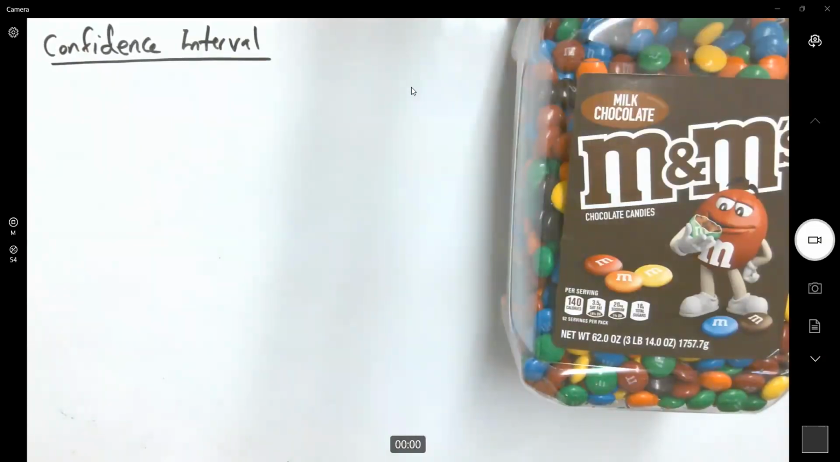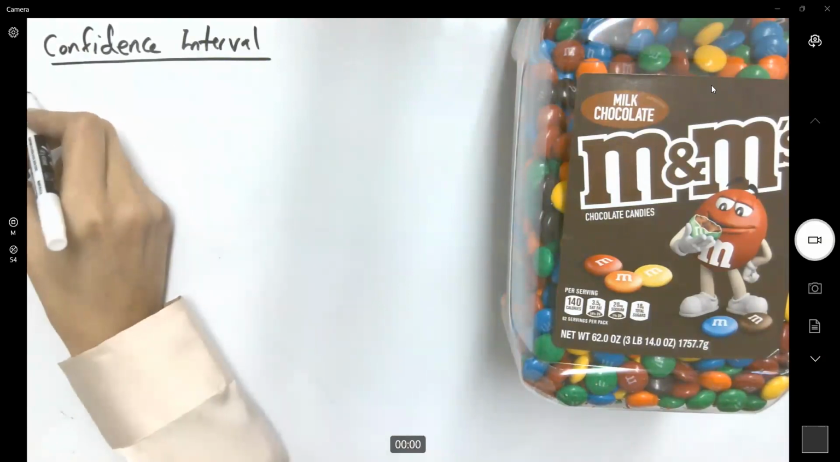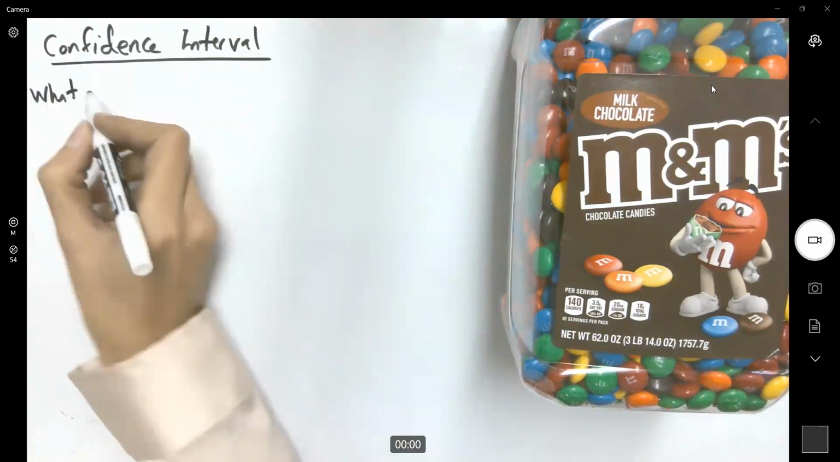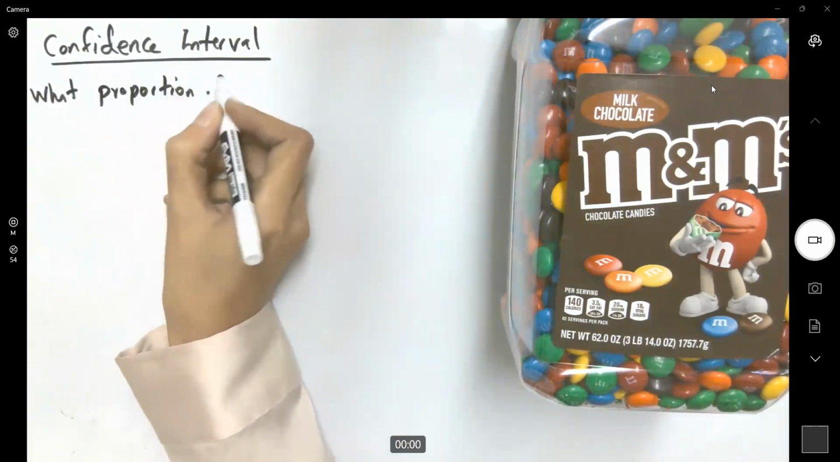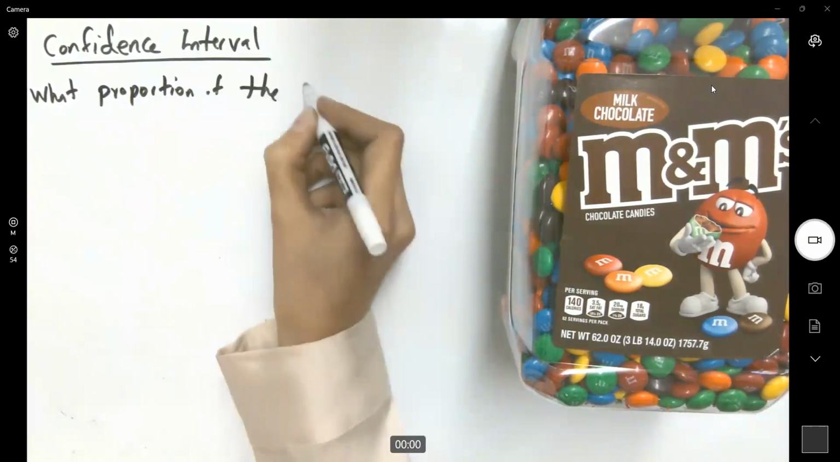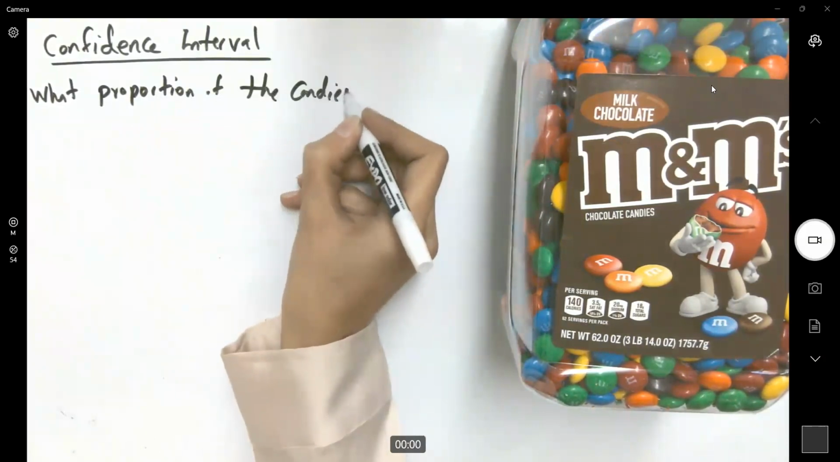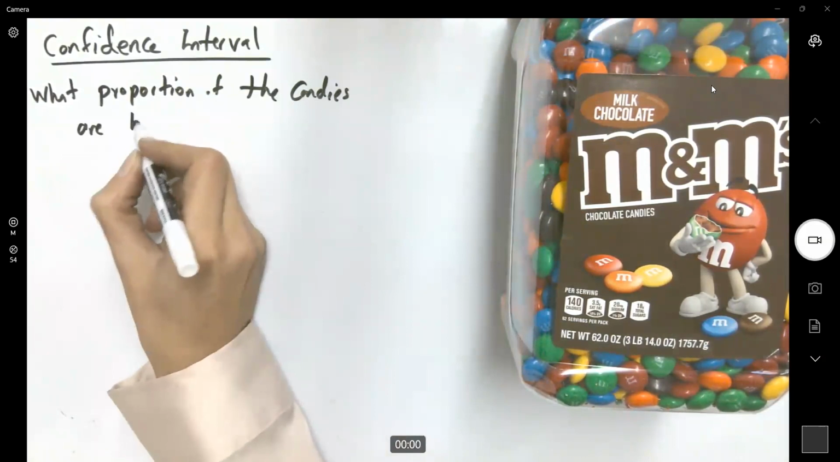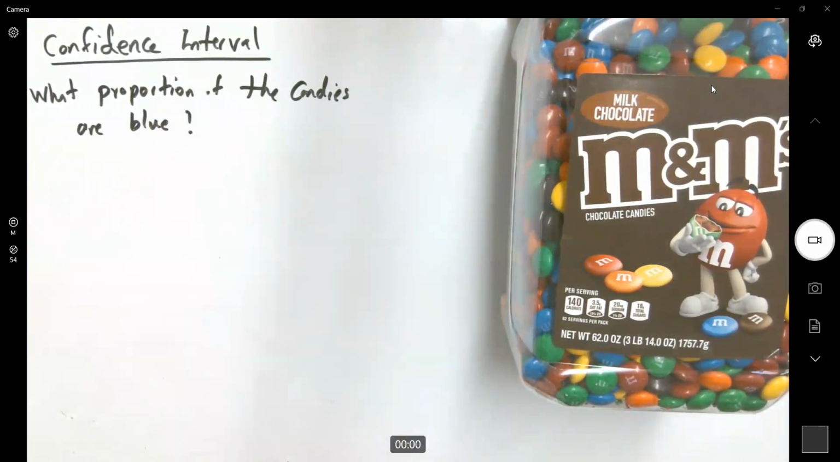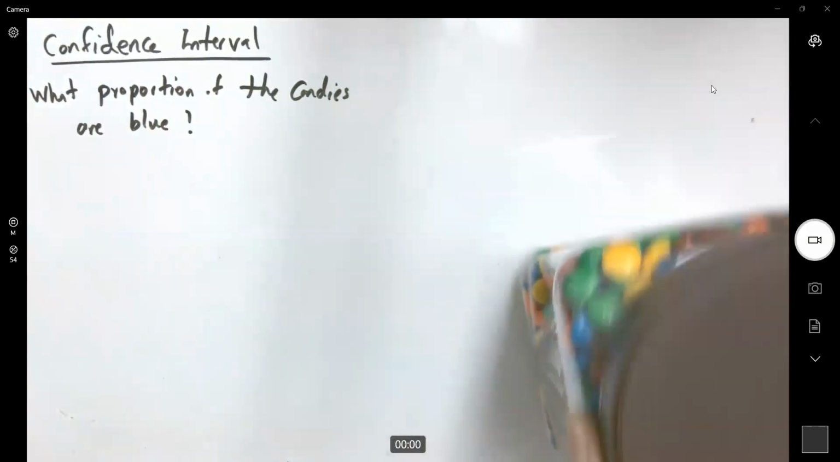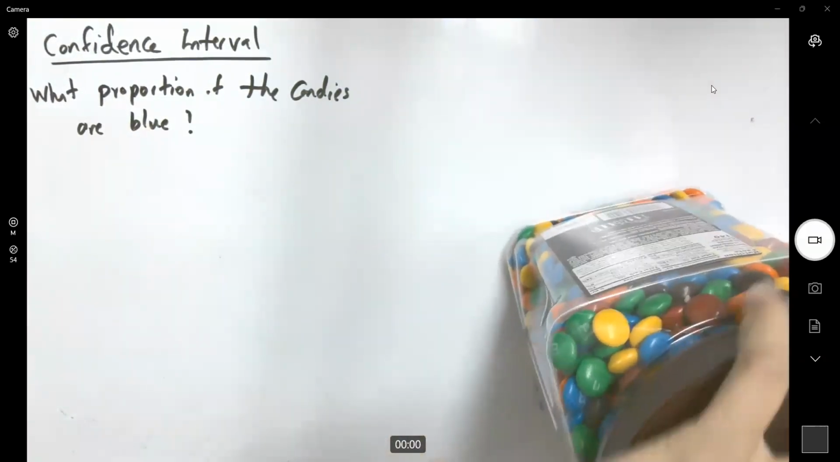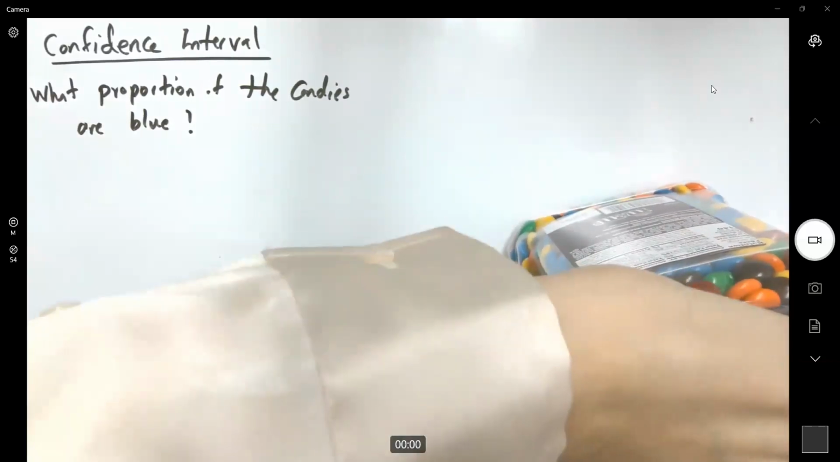So let's see. What proportion of the candies are blue? Well, what is my approach here? What should I do? Should I start opening this big bag, which is very heavy?